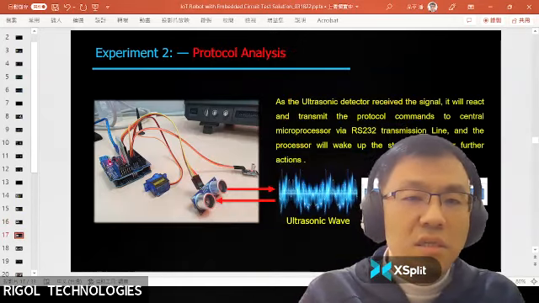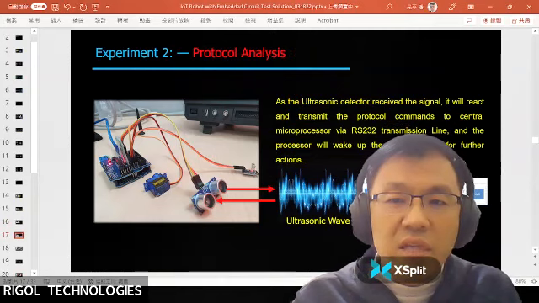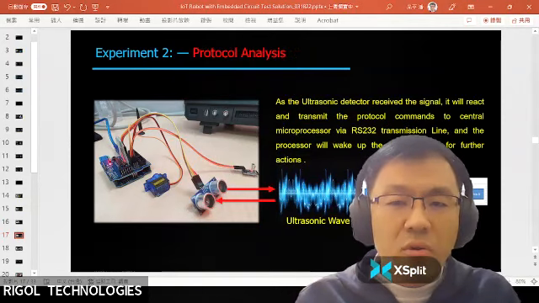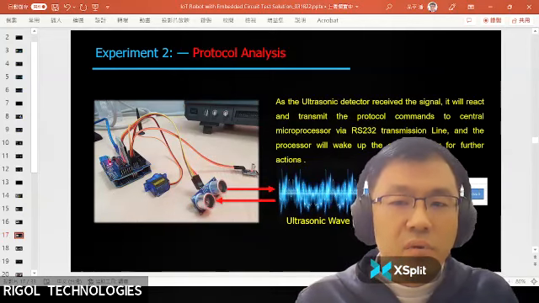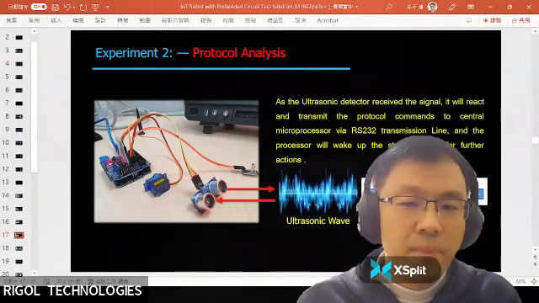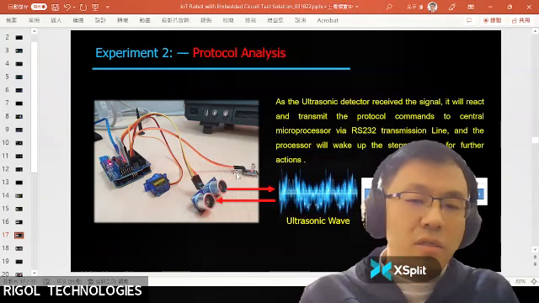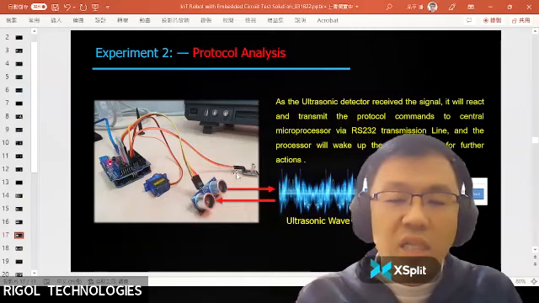So the second one is the protocol analysis. As the ultrasonic detectors receive the signals, they react and transmit the protocol commands to the central microprocessors by the RS-232 transmission line. And the processors will wake up the stepper motors for further actions, like this one. You can receive the protocols, and the motor will take actions to turn left or turn right, or move forward or backward, any kind of actions.